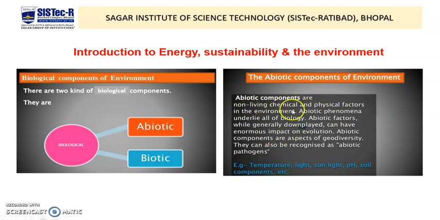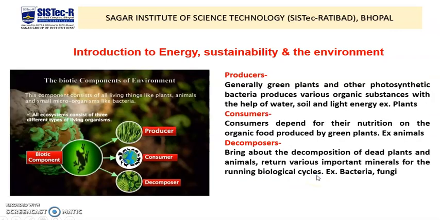Abiotic components are non-living chemical and physical factors in the environment like temperature, light, sunlight, pH, soil components, etc. And biotic components of the environment, all living things like plants, animals, microorganisms come under biotic components. Biotic components are further divided into producers, consumers and decomposers.